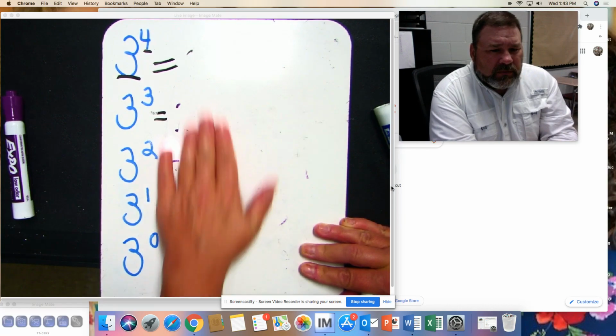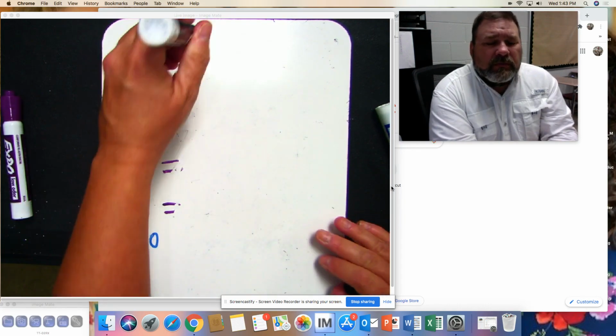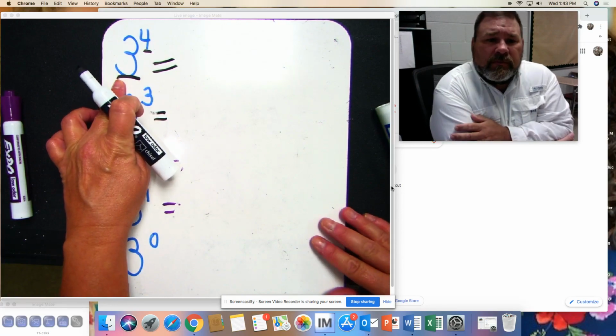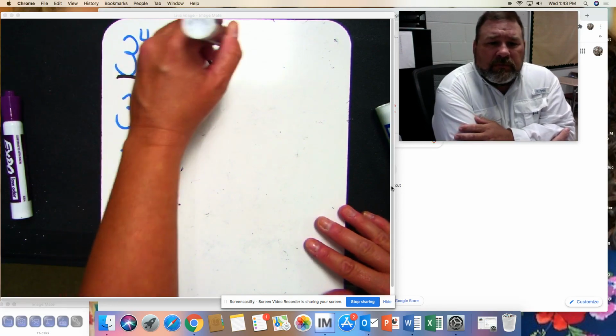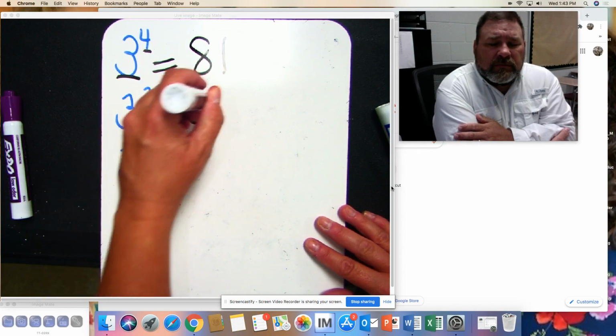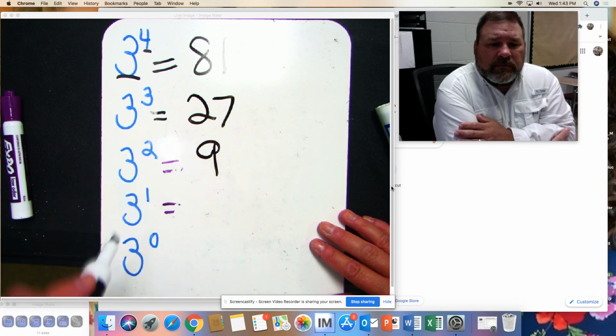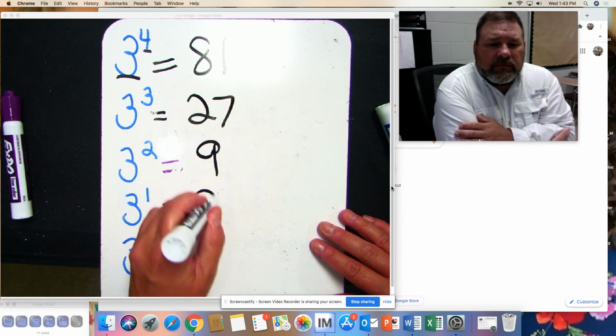So get rid of all that stuff so it won't be confusing to you. Okay, there's a pattern here. I had 3 multiplied by itself 4 times. That gives me 81. 3 multiplied by itself 3 times is 27. 3 multiplied by itself twice is 9. And just 1 3 is 3.